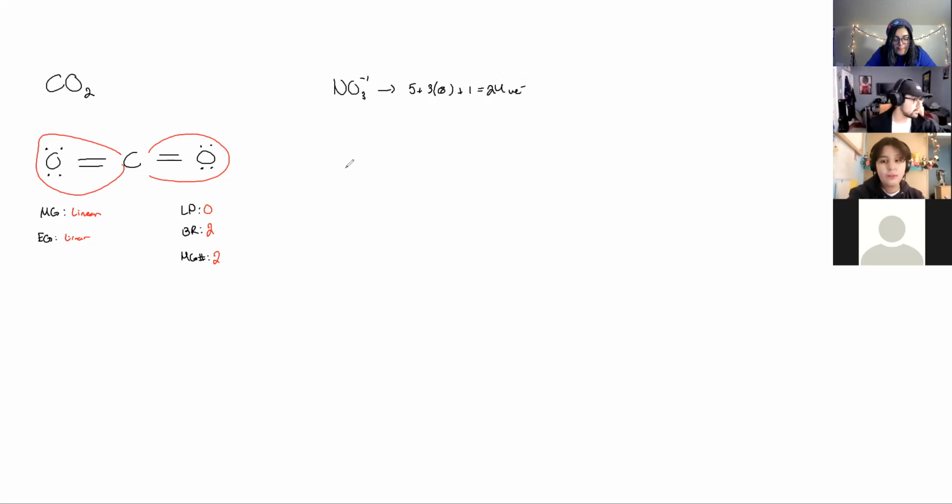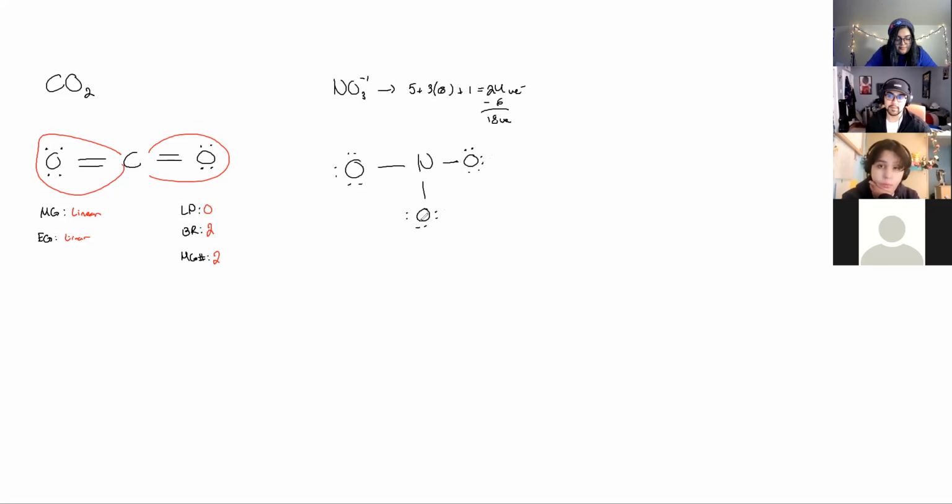All right. So how do I start off drawing it? Nitrogen's my central atom, with my 3 oxygens around it. So I already made 3 bonds. How many valence electrons do I have left? 24 minus 6 is 18. Yes, 18. So where do I distribute those 18? On the oxygens.